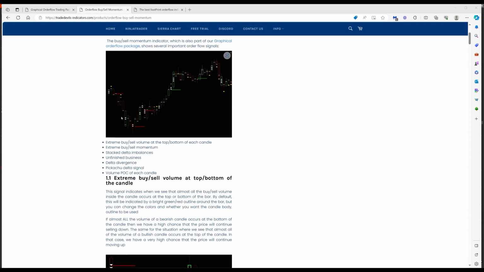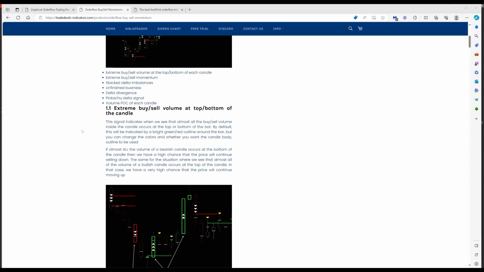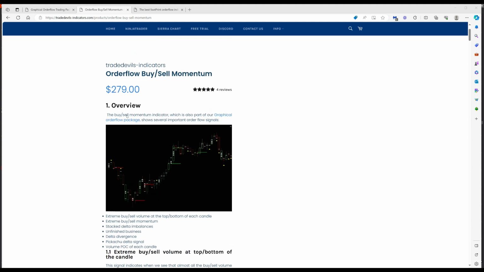So there's no footprint chart involved, but what we're trying to do here is replicate and give you as much information as we can in a candlestick chart, where we're pulling some of that same information that you can get from a footprint chart onto a candlestick chart.